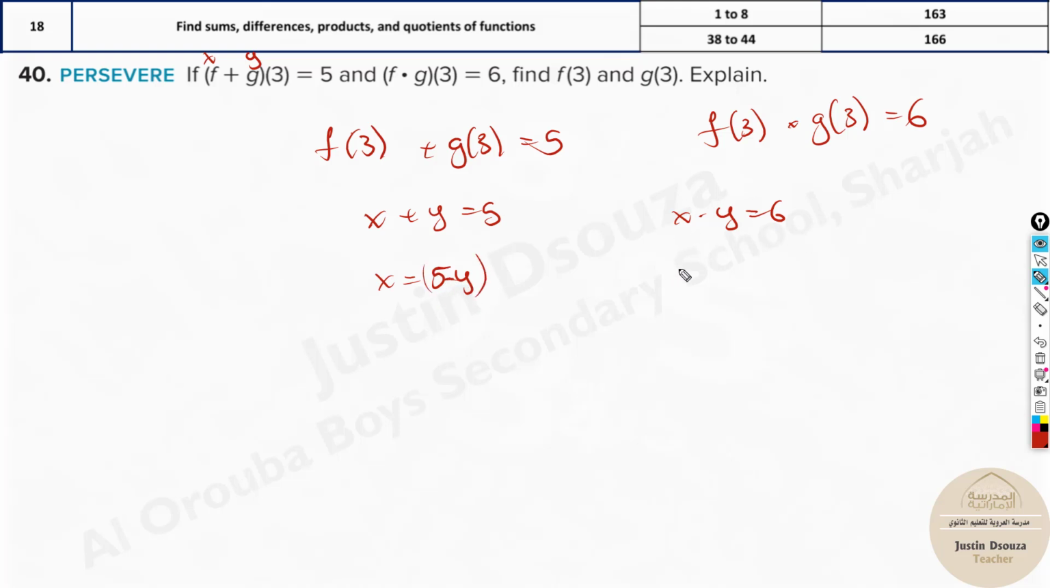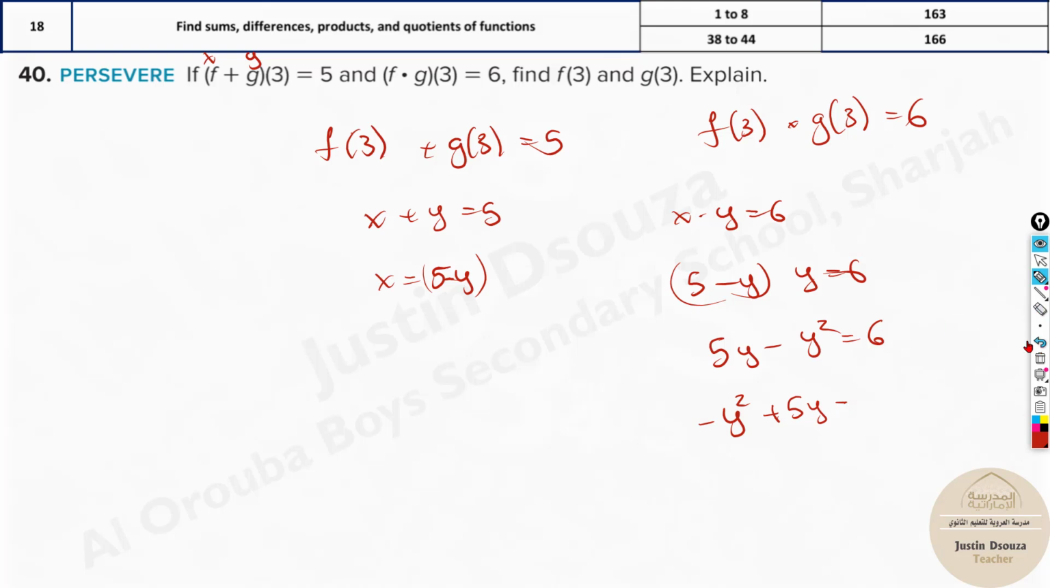Here we know x multiplied by y is 6, right? What I'll do is, instead of x, I'll substitute 5 minus y into x times y is equal to 6. Now I got everything in one variable. Let me multiply. 5y minus y squared is equal to 6. Let me bring it all inside. It will be minus y squared plus 5y equals minus 6.